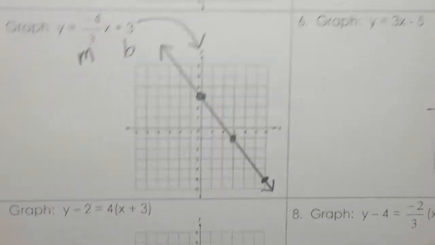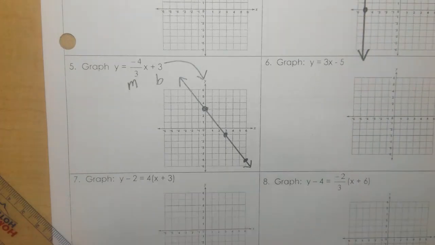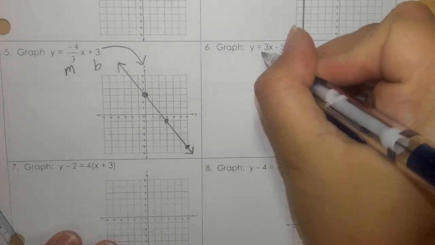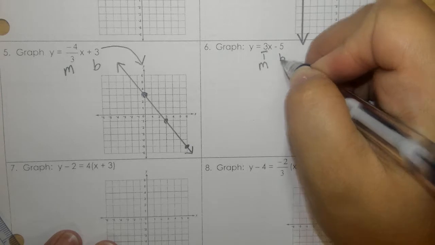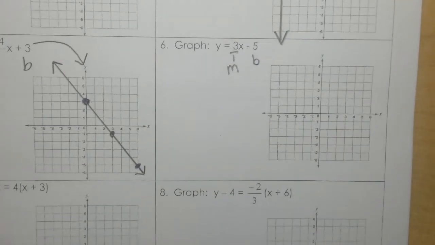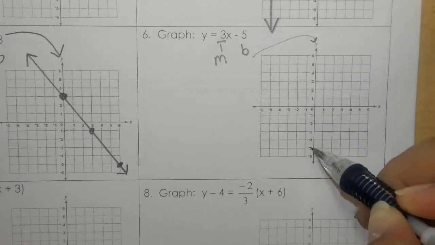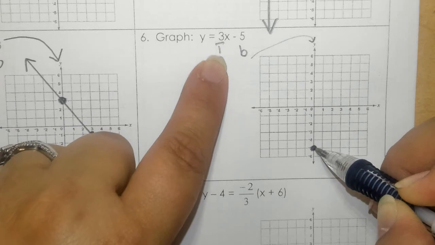Okay. And if you look at number 6, number 6 is very much set up like number 5. They are both slope-intercept form. So in number 6, my slope is a 3. And I'm going to make that over 1 for slope. And then b is the -5. So I will begin at -5 on the y-axis. I'm going to rise 3, run 1.